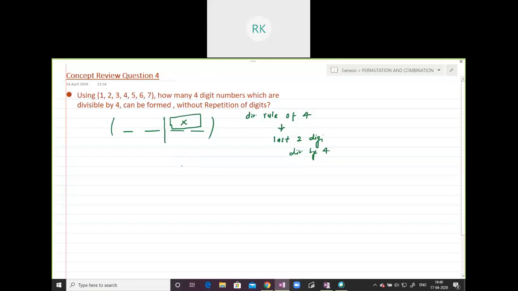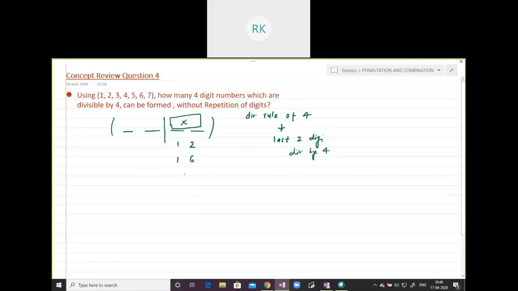So let's see here. We'll try to find a methodical way. The multiples of 4. The first multiple of 4, 04, is not possible because 0 is not there. Next multiple, 12. Possible, I can plug in 12. 12 is a multiple of 4. Next multiple, 16.